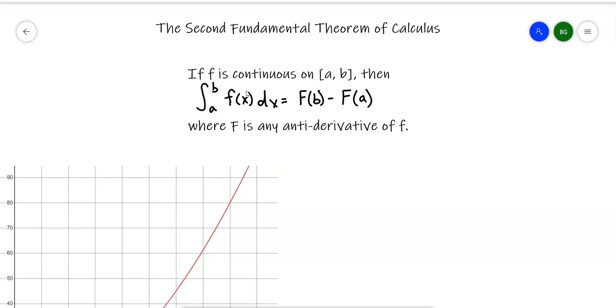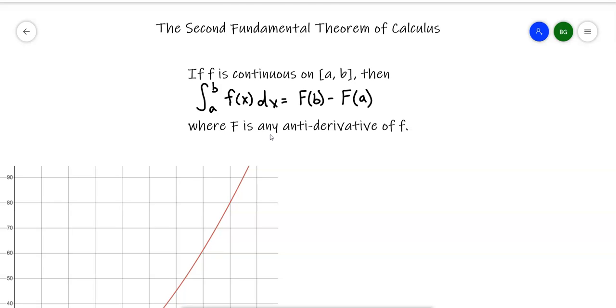So if f is continuous on the interval a to b, then the definite integral from a to b of f of x dx is equal to capital F of b minus capital F of a. And the statement says that capital F is any antiderivative of f. So basically capital F is any function that when you take the derivative of it, you get little f here.